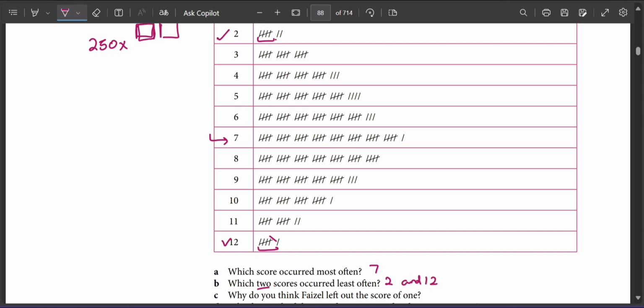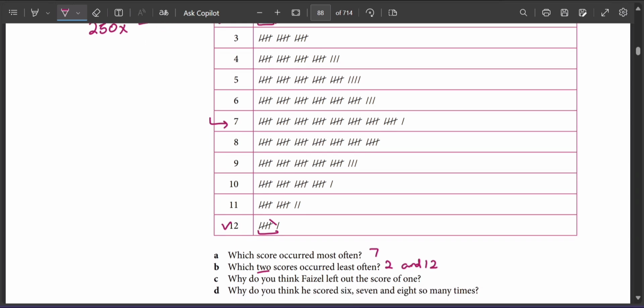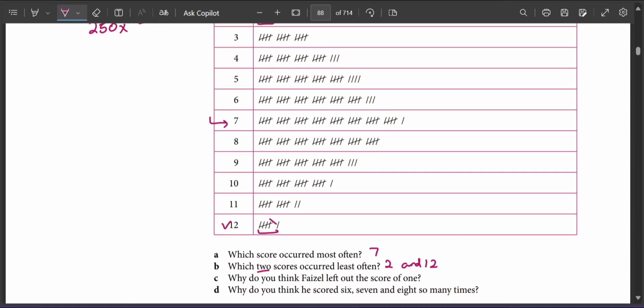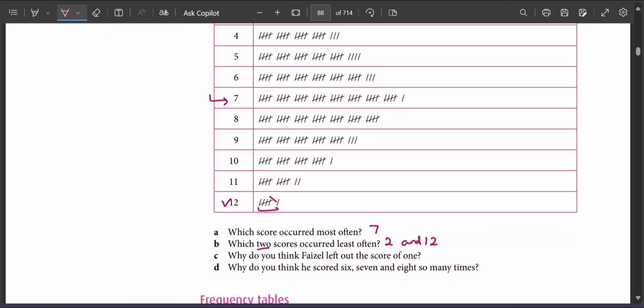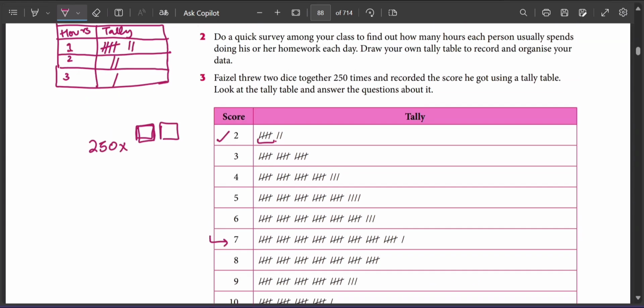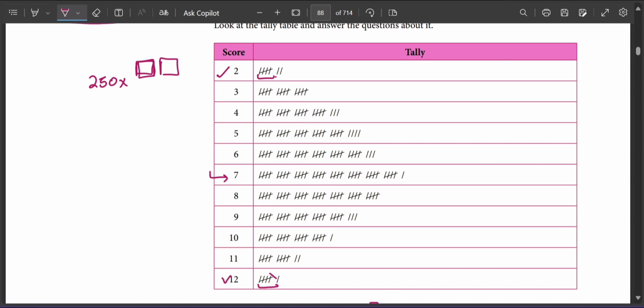Why do you think Faisal left out the score of 1? Why did he leave out the score of 1? उसने यहाँ पे 2 से शुरू किया, 1 क्यों नहीं लिखा? 1 इसलिए नहीं लिखा because he has 2 dice.